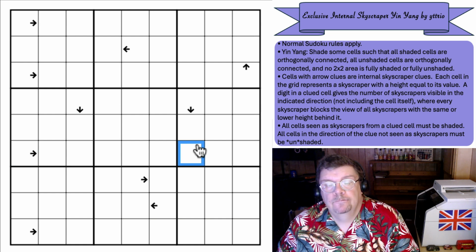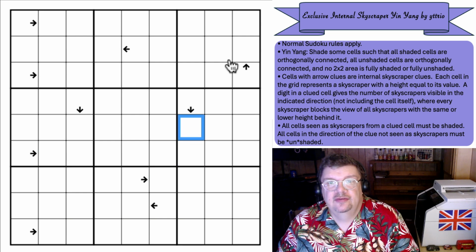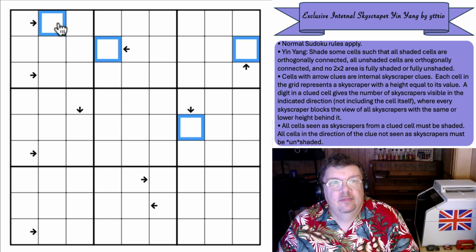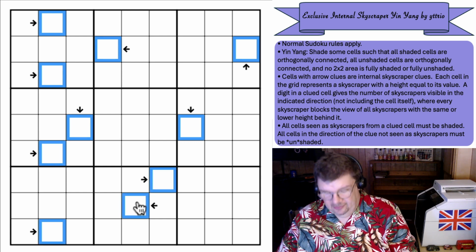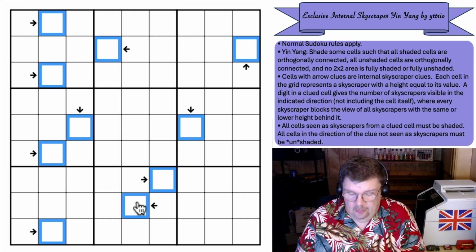Okay. Now, one thing that I said when explaining the rules, I've suddenly realized is quite important, is that the first cell is always going to be seen by the clue. Therefore, given that it is seen as a skyscraper, by the rule, it must be shaded.